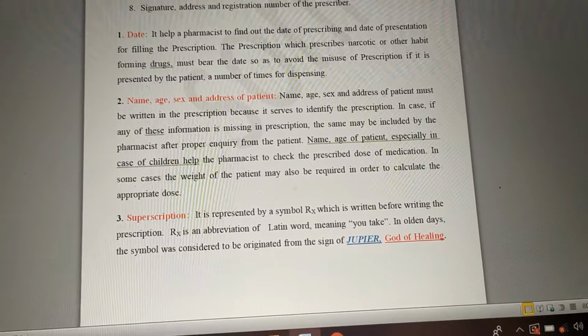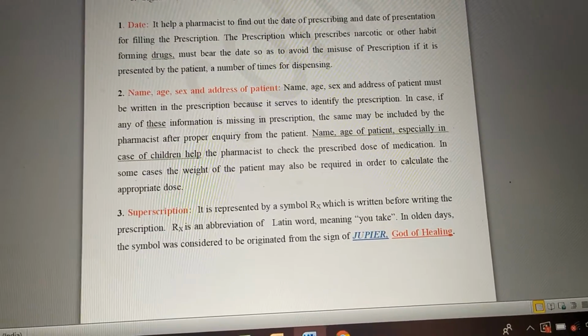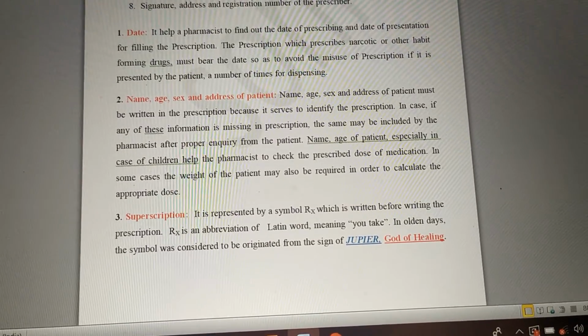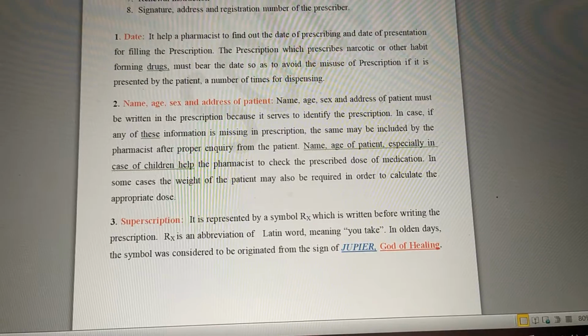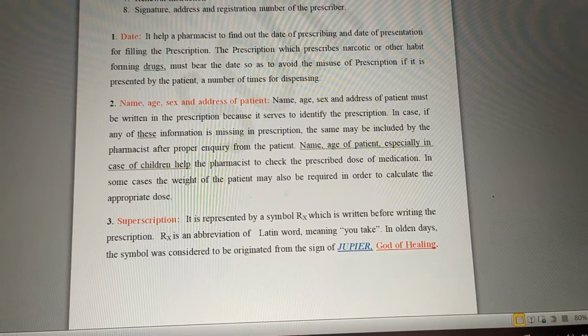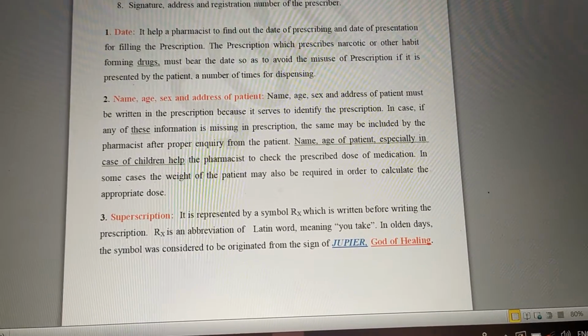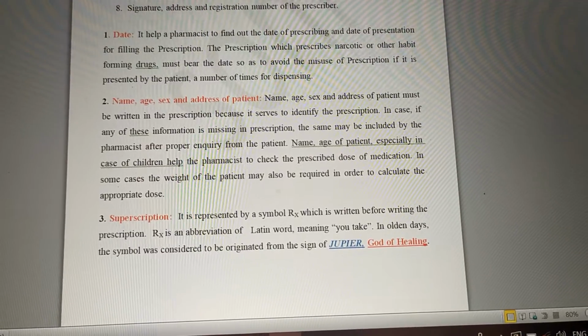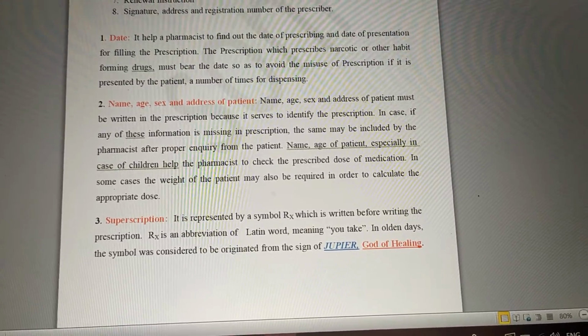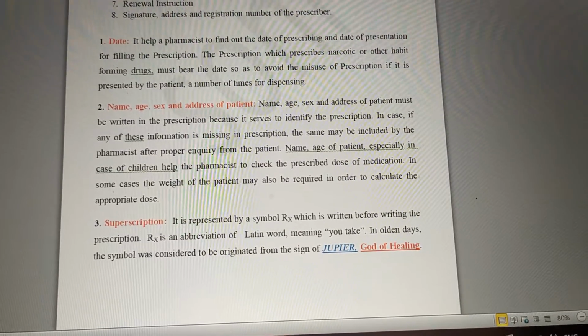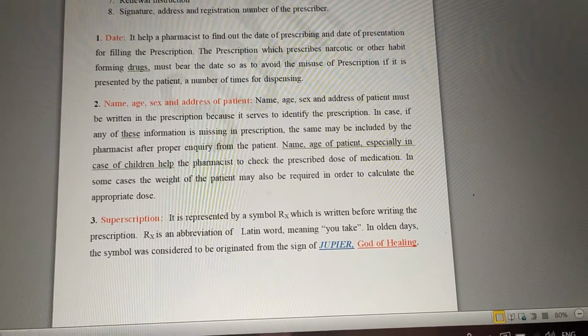Second one is name, age, sex, and address of patient. Name, age, sex, and address of patient must be written in prescription because it serves to identify the prescription. In case any of this information is missing in prescription, the same may be included by the pharmacist after proper inquiry from the patient.